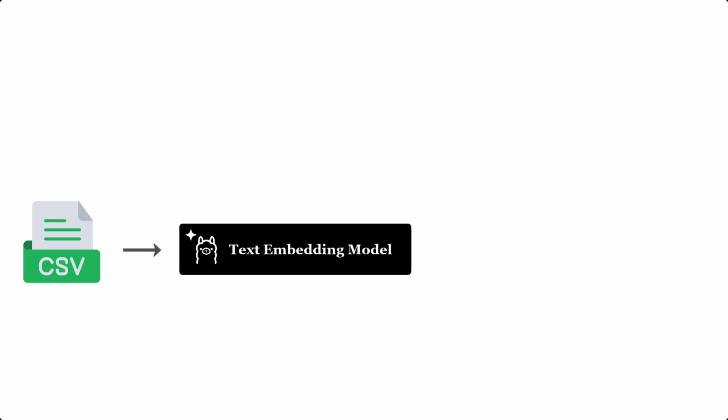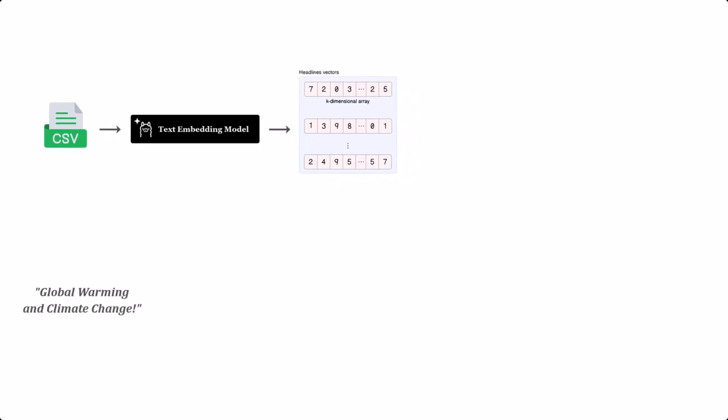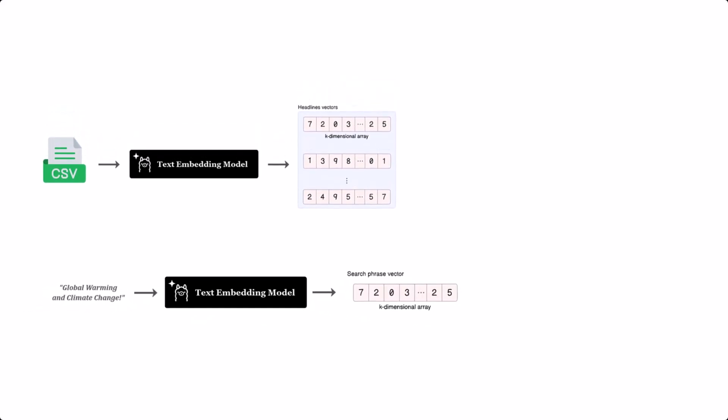First, we take the CSV file containing the headlines and use a text embedding model to extract embedding vectors for each headline. A text embedding vector is essentially an array of numerical values that represents a piece of text while capturing its contextual meaning. Next, we take the search phrase, climate change and global warming, and use the same embedding model to generate its embedding vector.